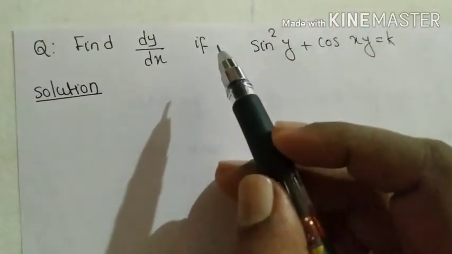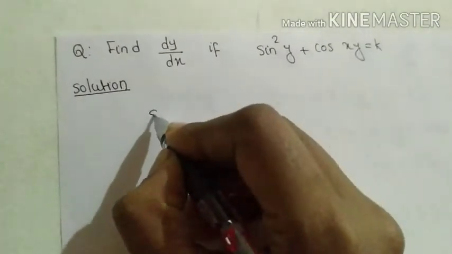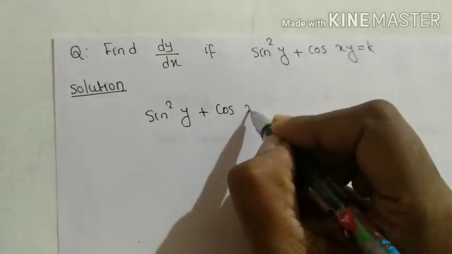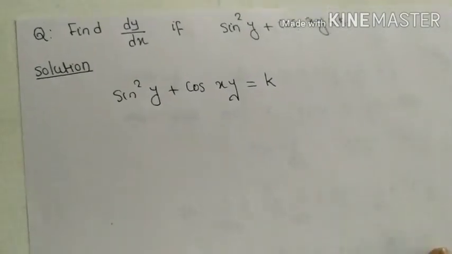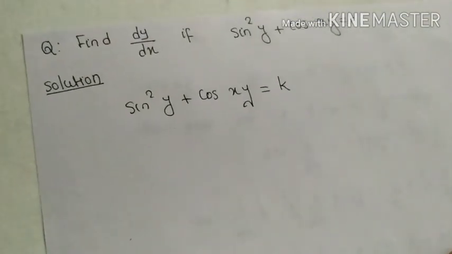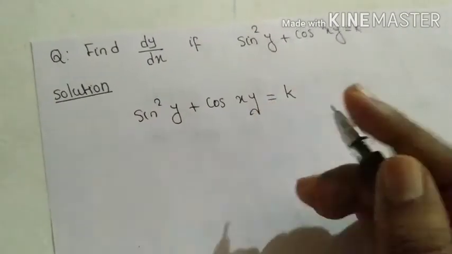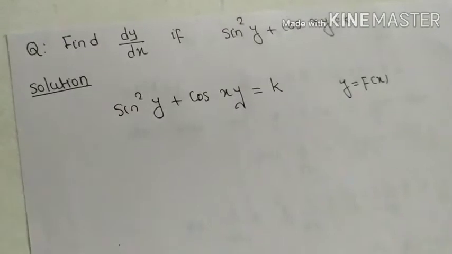This is our next question. In this question, we need to find dy by dx given that sine square y plus cos xy equal to k, where k is a constant. So let's start the solution of this question. Clearly, we can see that it's an implicit function. It cannot be written in the form of y equal to f of x.